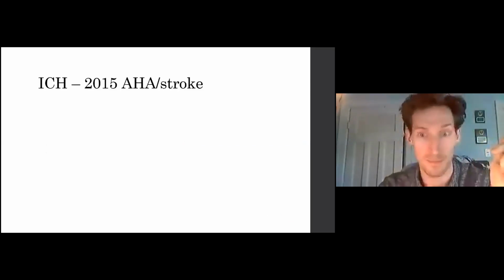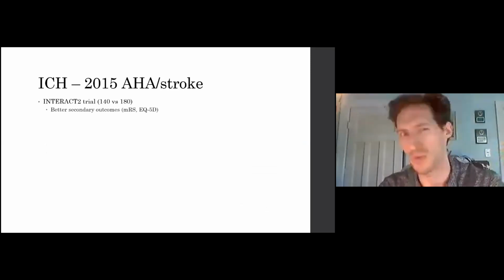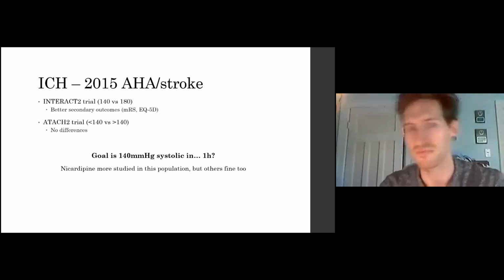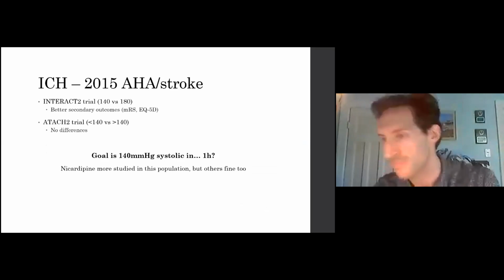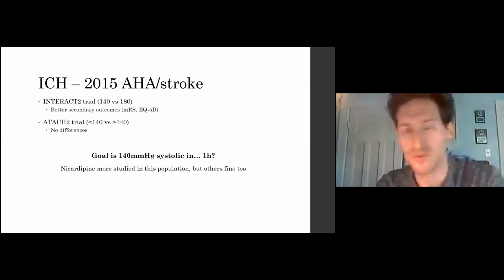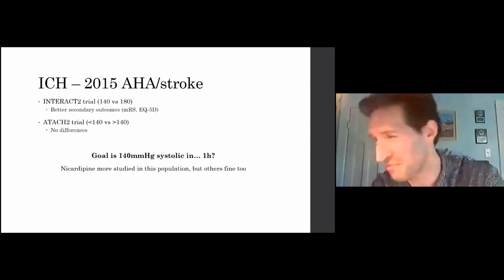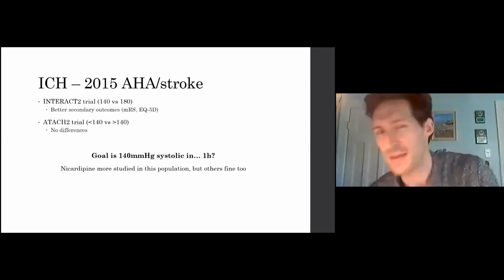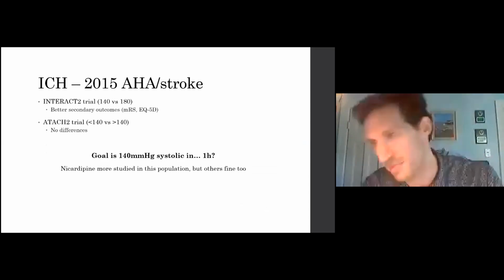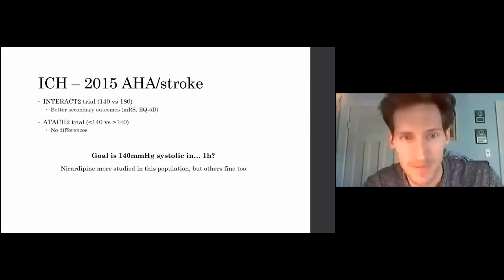Brain bleeds. Basically, most of our knowledge of blood pressure control in these patients comes from 2 trials, the INTERACT-2 and the ATACH-2 trials. And basically, we sum it up by saying that we should aim roughly at 140 in an hour. That was the trial design, although it wasn't really followed that well during the trial. So our best guess is that that's what we should aim for, to reduce the bleed, but also to make sure that the patient's still well perfused.